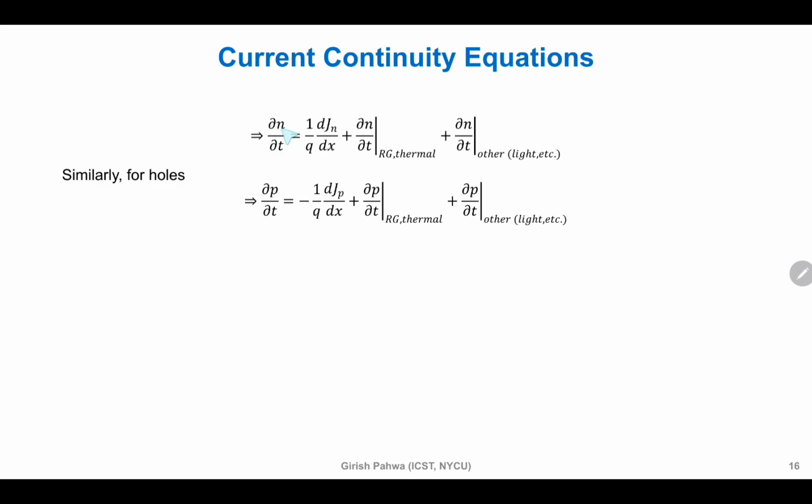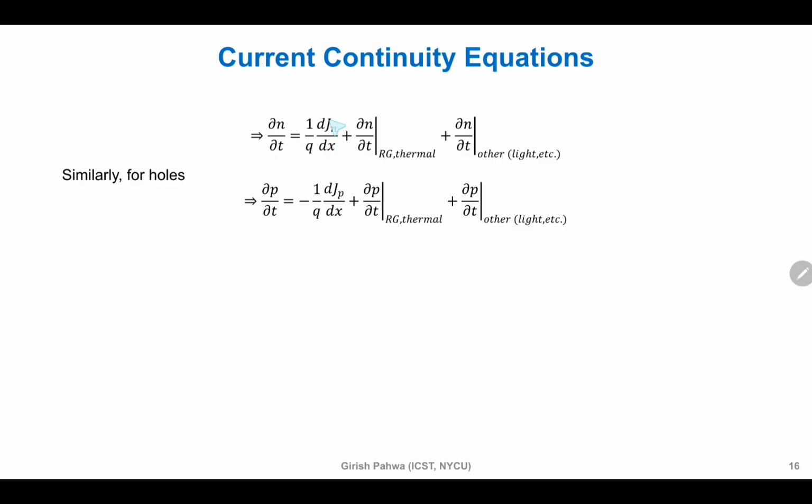So that's what you have for the drift and diffusion, and your current continuity equations you can of course write in this form. del n by del t will be that drift plus diffusion, which gives you the gradient term in J, plus generation because of thermal and other processes. Similarly for holes, if you derive it, you will find a negative sign here, dJp by dx, plus the other terms.